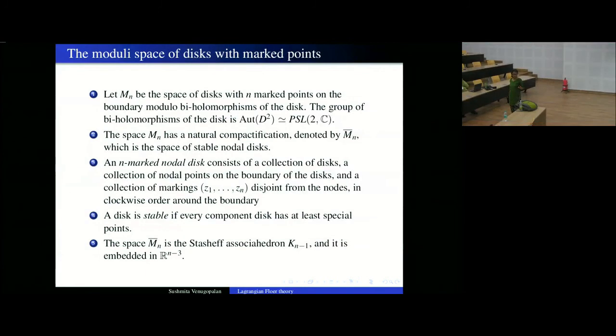Okay? And as in the case of spheres, there's a notion of stability, and the stability is just that every component disk has at least 3 special points. Special points can be either marked points or nodal points. And the interesting thing for this conference is that the compactified space you get is actually the Stasheff associahedron. So let's look at a quick example.